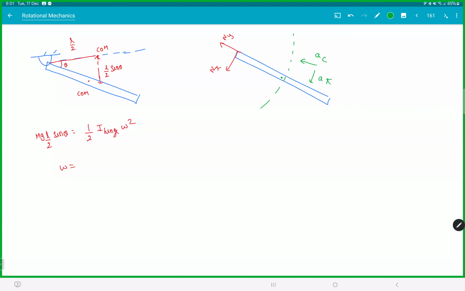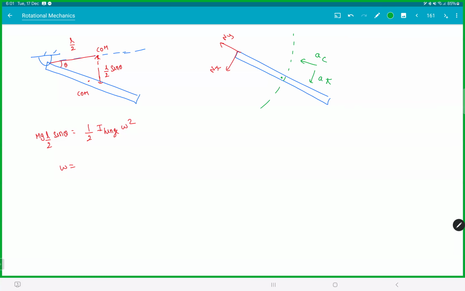So this will be Ny minus mg sin theta is equal to mass into centripetal acceleration, which is m omega square L by 2. From here, you'll get Ny. What is Nx? We need to find A tangential. Nx plus mg cos theta is equal to mass into A tangential. But how do you find A tangential? A tangential is L by 2 into alpha. But how do you get alpha?